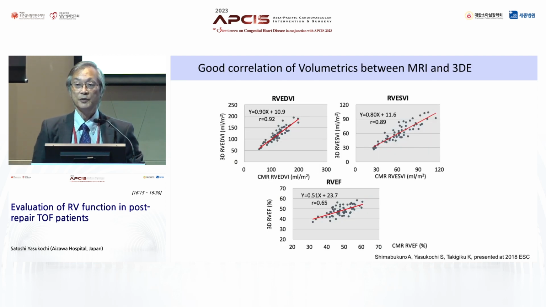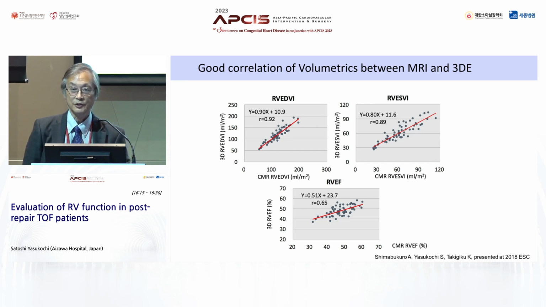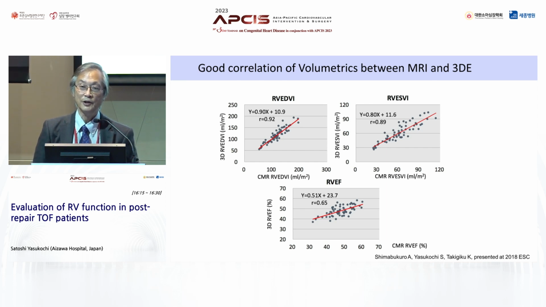Because these parameters are based on volumetrics, we can use them for 3D echo as well as MRI. Because of the good correlation of volumetrics between MRI and 3D echo, once the examiner gets used to it, I think it is useful, since MRI is more time consuming and has limited resources in institutions. If a good echocardiographer can measure the 3D volumetrics, you may shorten the examining time and make the best of outpatient clinics.